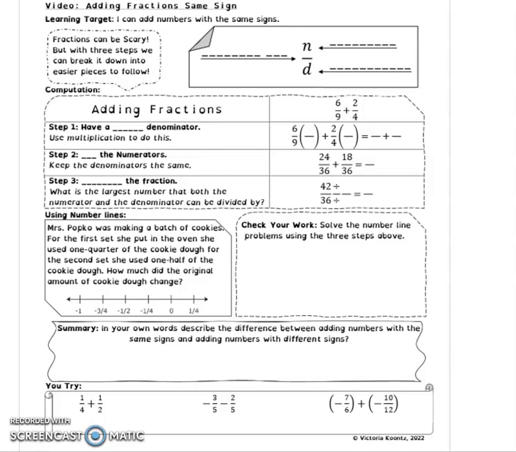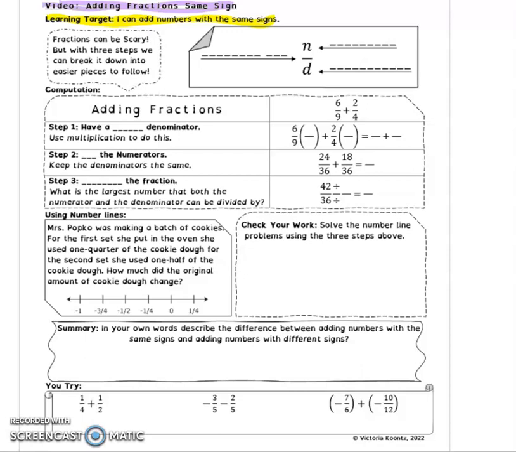Welcome back. So today we're going to talk about adding fractions with the same sign. And our learning target is the same that you saw in the last two videos. It is, I can add numbers with the same sign because fractions are still numbers.